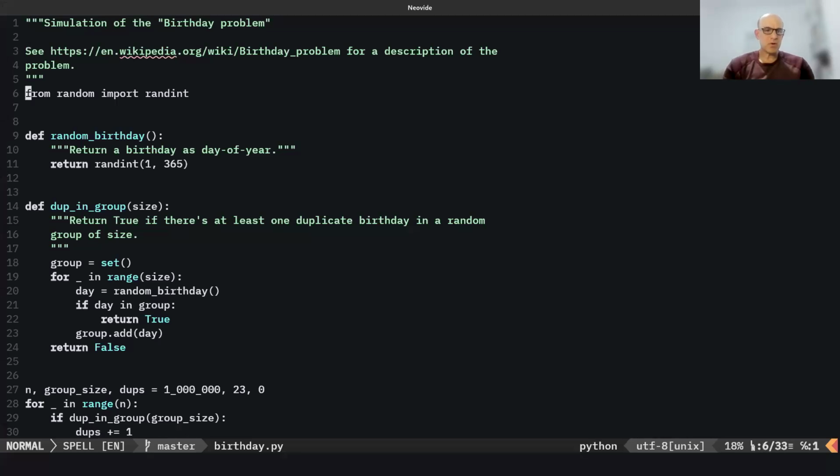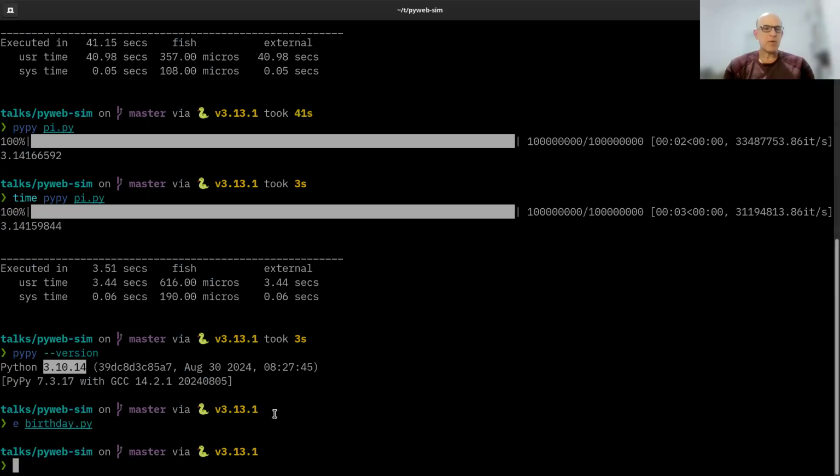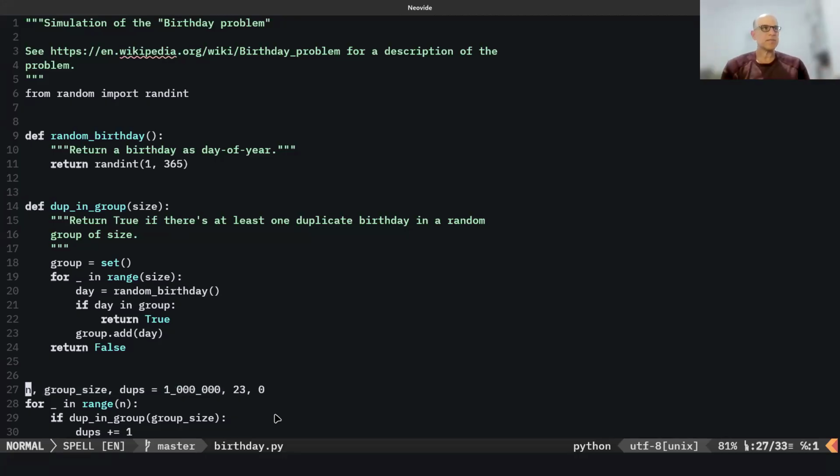What I pick as a group size is 23 people. So I would like you to just take a guess. We have a group of 23 people. What are the odds that two people have the same birthday? A random birthday. I'm not looking at dates, I'm looking at day of year. So we have 365 days per year, and a random date is basically a number between 1 and 365. That's how many days we have here.